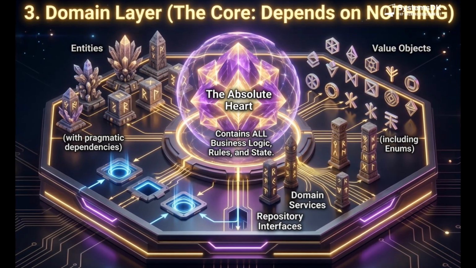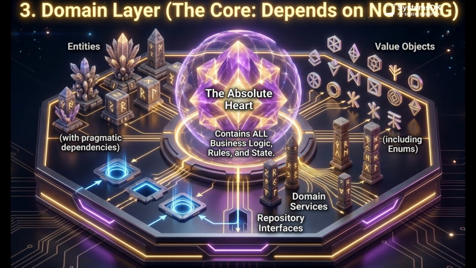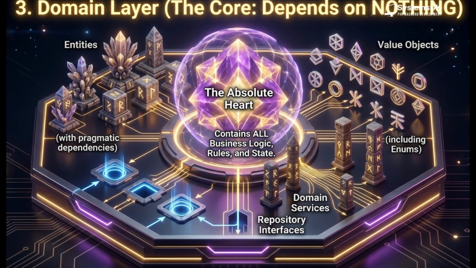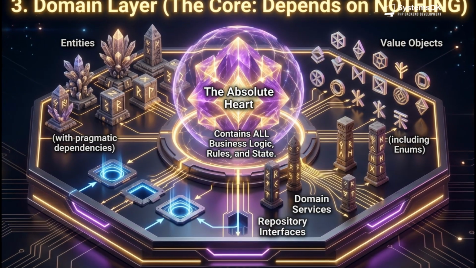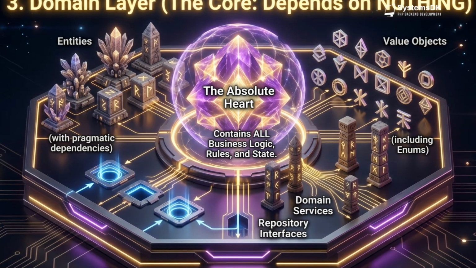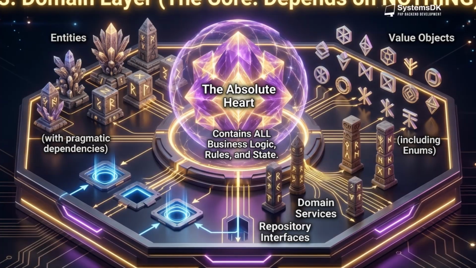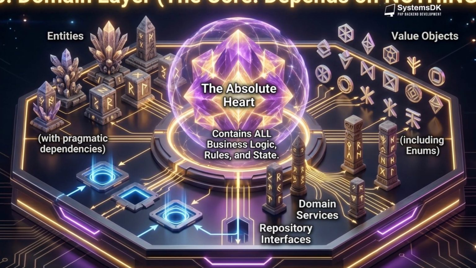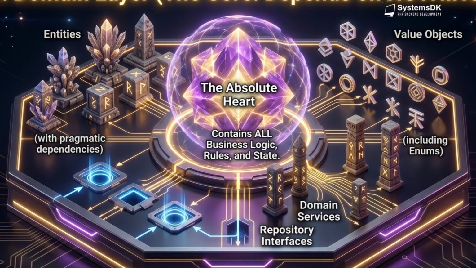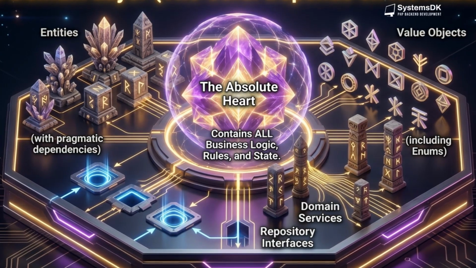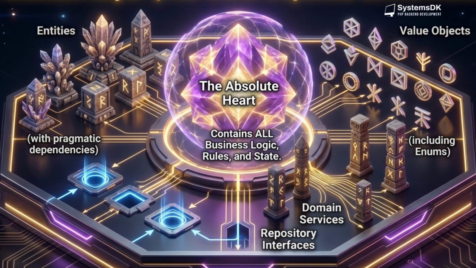Now we dive into the absolute core, the domain layer. This is the heart of your software. It holds all your vital business logic, rules, and state. The golden rule here? It depends on absolutely nothing else. It is completely isolated from outside frameworks and databases. Here, you'll find your domain services, value objects, and repository interfaces.